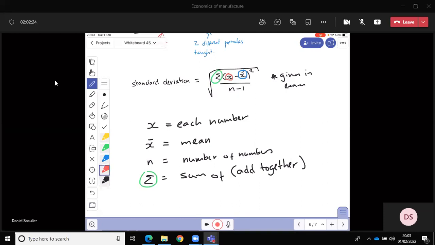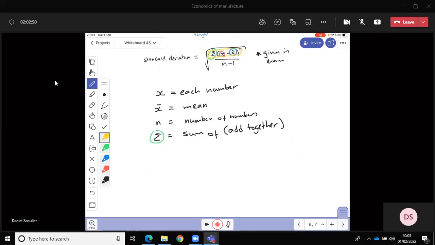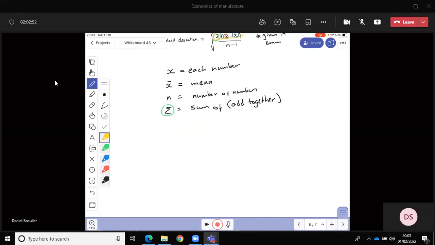Okay. So what that sum of means, so that line sigma bracket x minus x bar bracket squared, okay? All that line means is we're adding together all the different numbers minus the mean and we're squaring them. Okay, now that will make sense in 2 seconds. Okay, so that sigma just means sum of. Okay, so method for working out standard deviation.